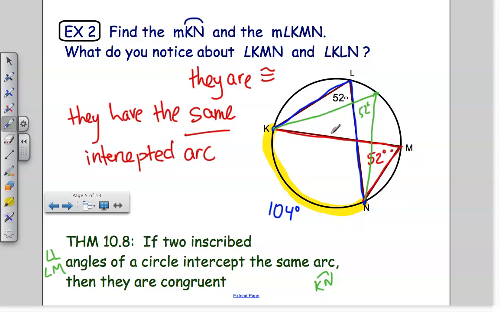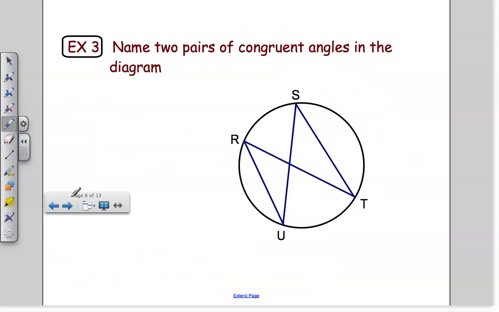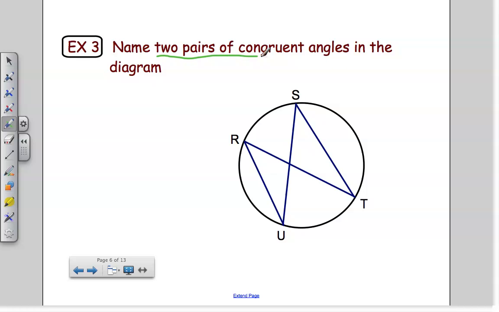And you could draw an infinite number of those angles as well. So that's kind of neat. Let's look at an example of that. You notice in this picture, I'm not giving you any angle measures, I'm not giving you any arcs, but just from looking at the picture, we can name two pairs of congruent angles in this diagram.